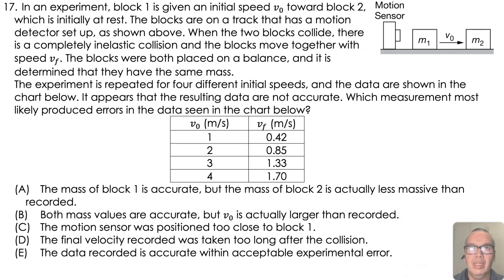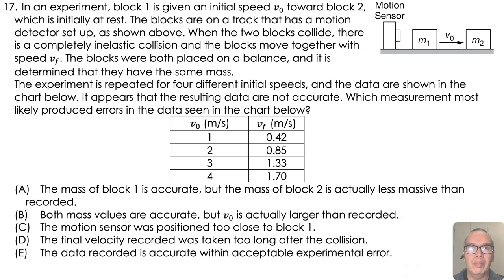In an experiment, block 1 is given an initial speed v0 toward block 2, which is initially at rest. The blocks are on a track that has a motion detector setup as shown above. When the two blocks collide, there is a completely inelastic collision and the blocks move together with speed vf.